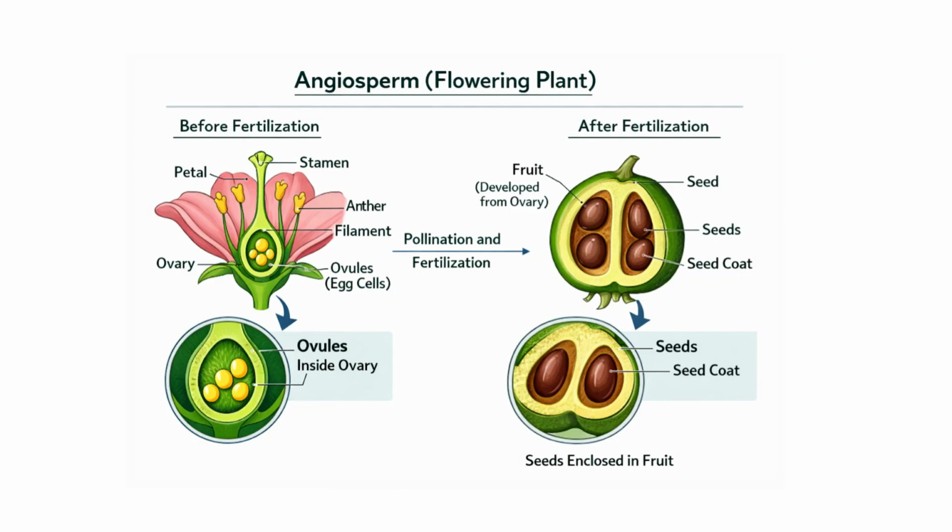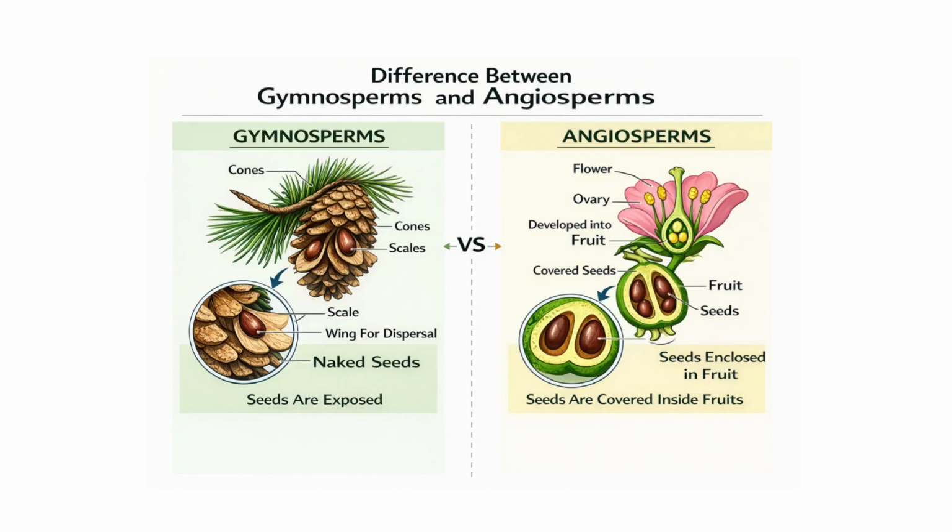So, what are angiosperms? Angiosperms are flowering plants in which the ovules are enclosed inside an ovary, and after fertilization, the seeds are enclosed inside fruits. This is the main difference between angiosperms and gymnosperms. In gymnosperms, the seeds are naked, whereas in angiosperms, the seeds are protected within a fruit.